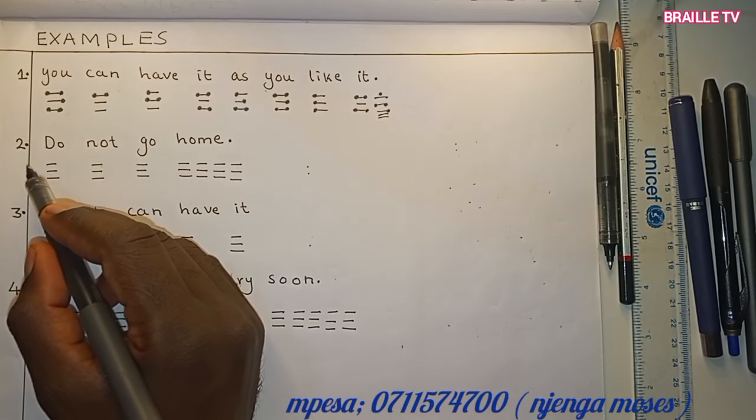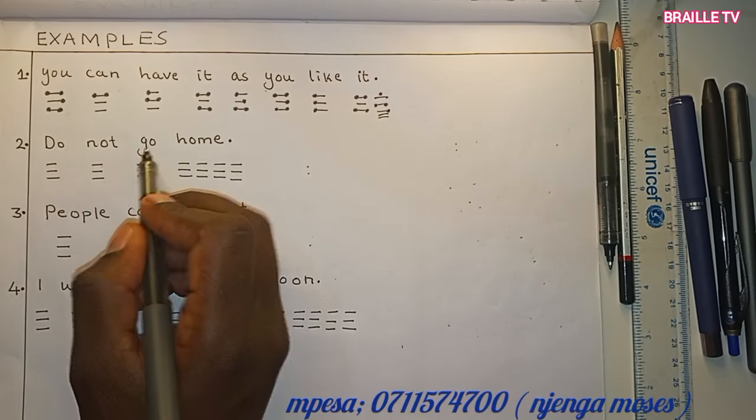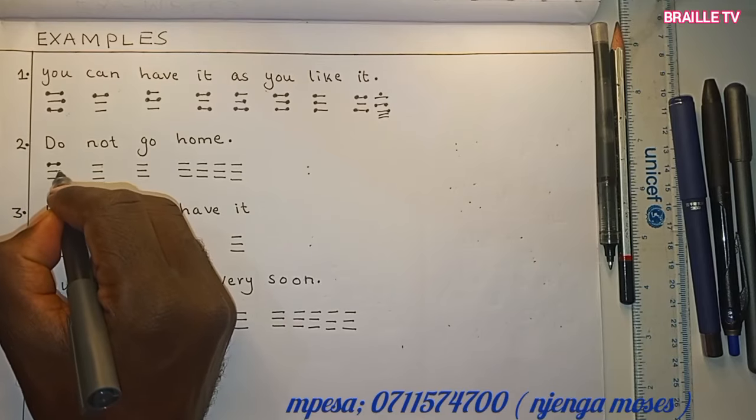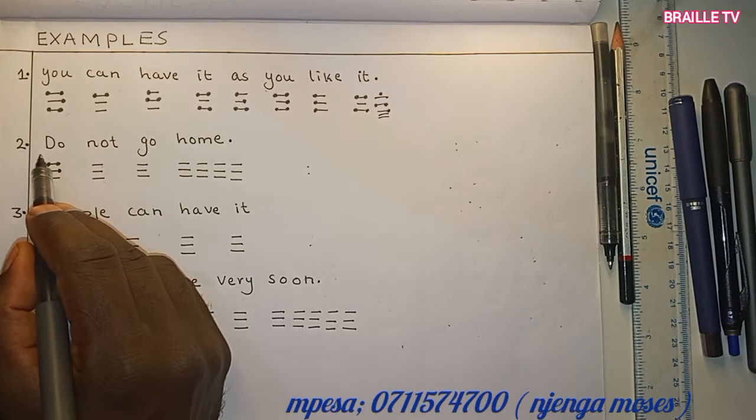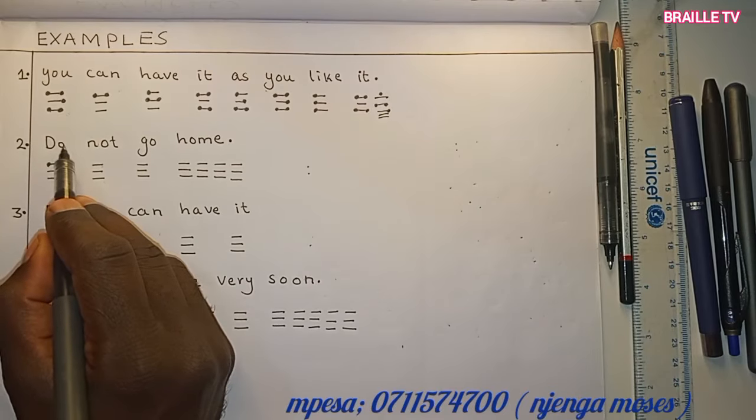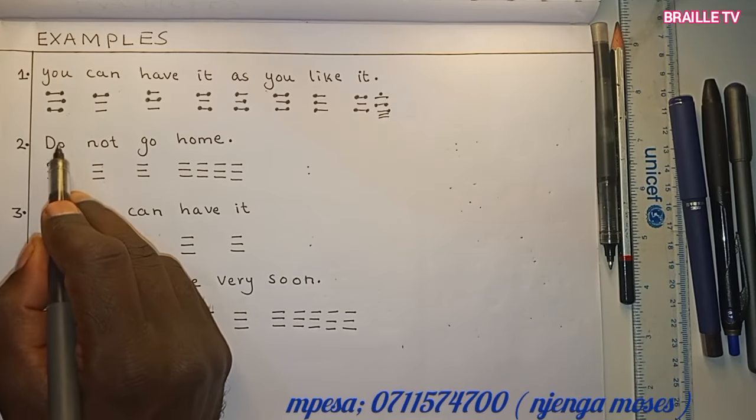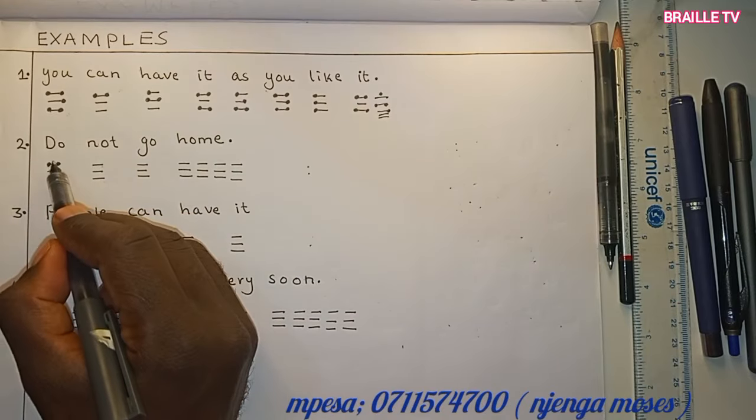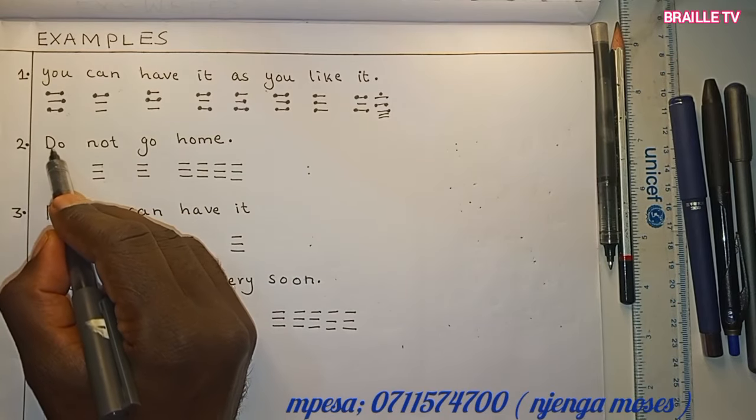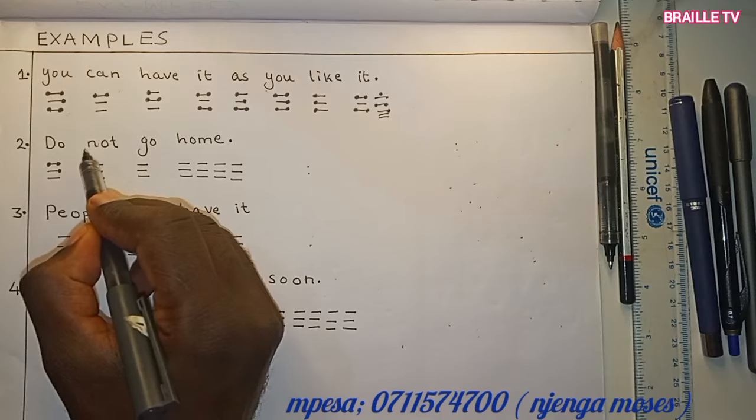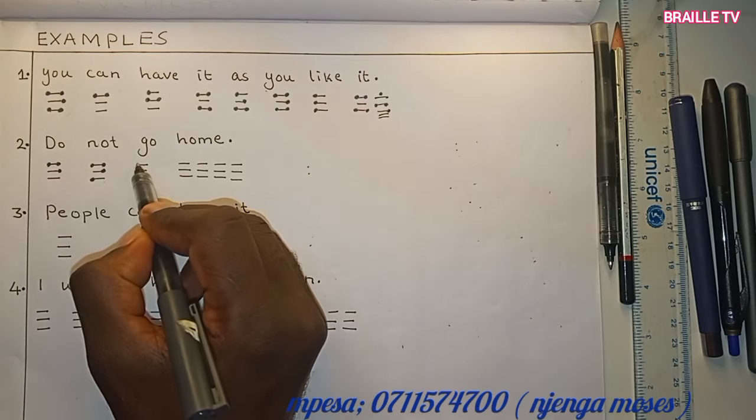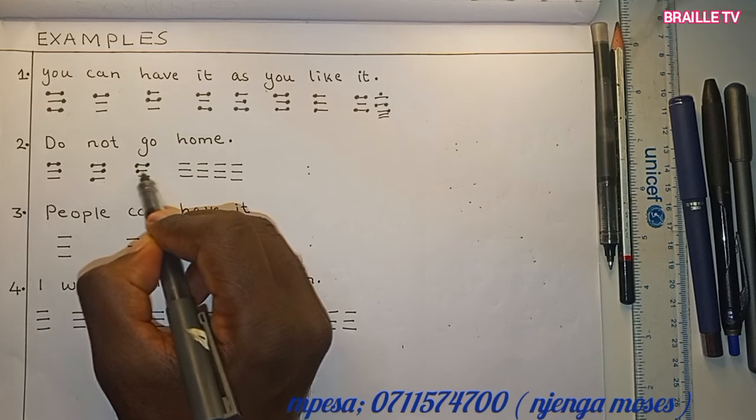The second example: do not go home. Now here, do, we said it is D. This D represents the whole of this word do. It's what we call a word sign. A word sign is a sign that is used to represent a whole word, whereby this letter represents the whole word. Not, it is N like that. Go, it is G, standing alone like that.